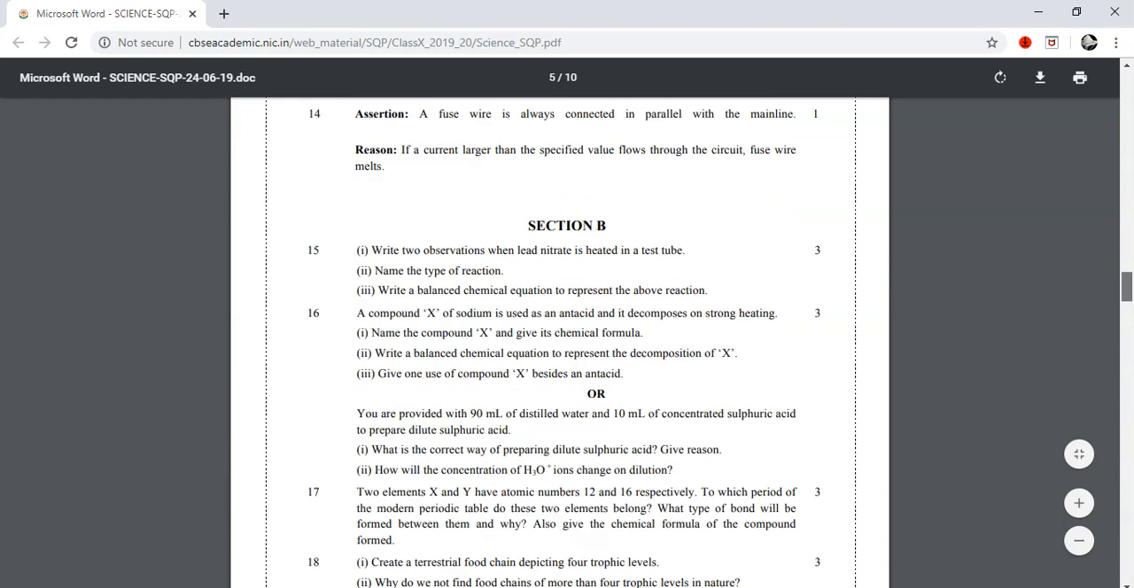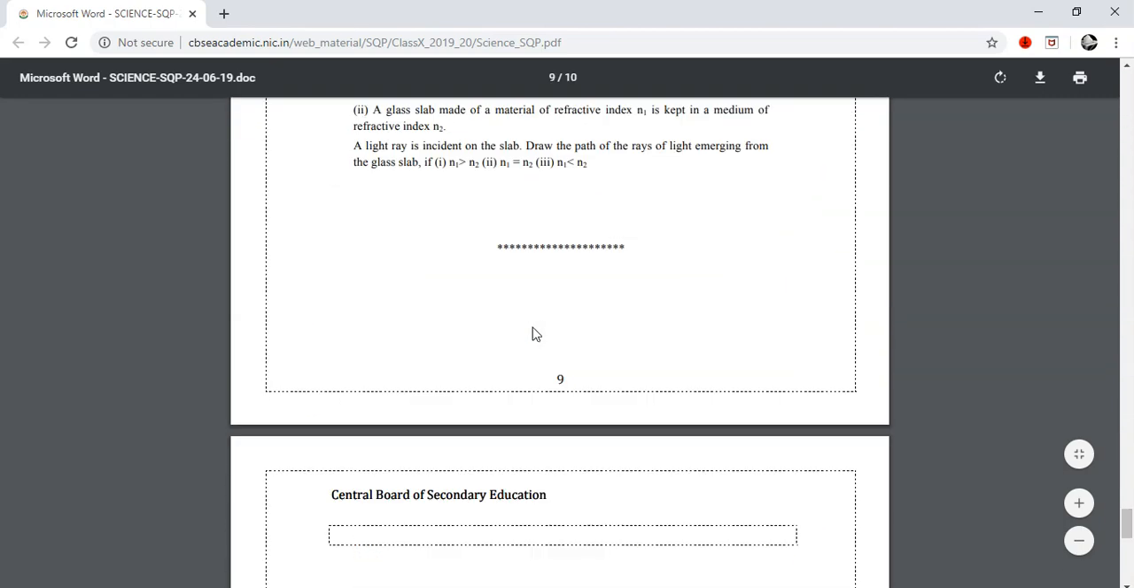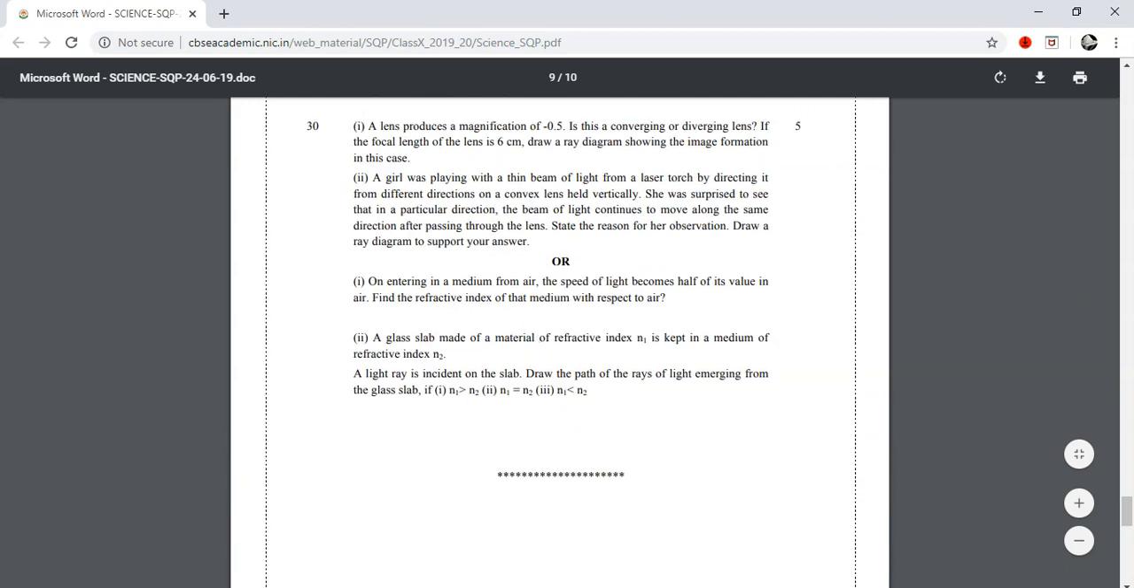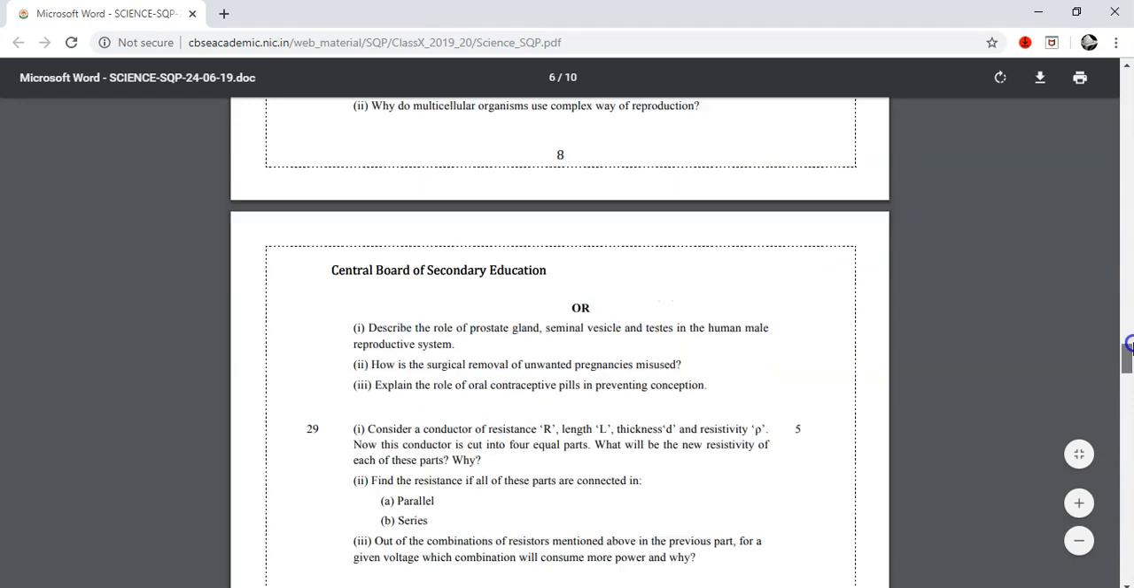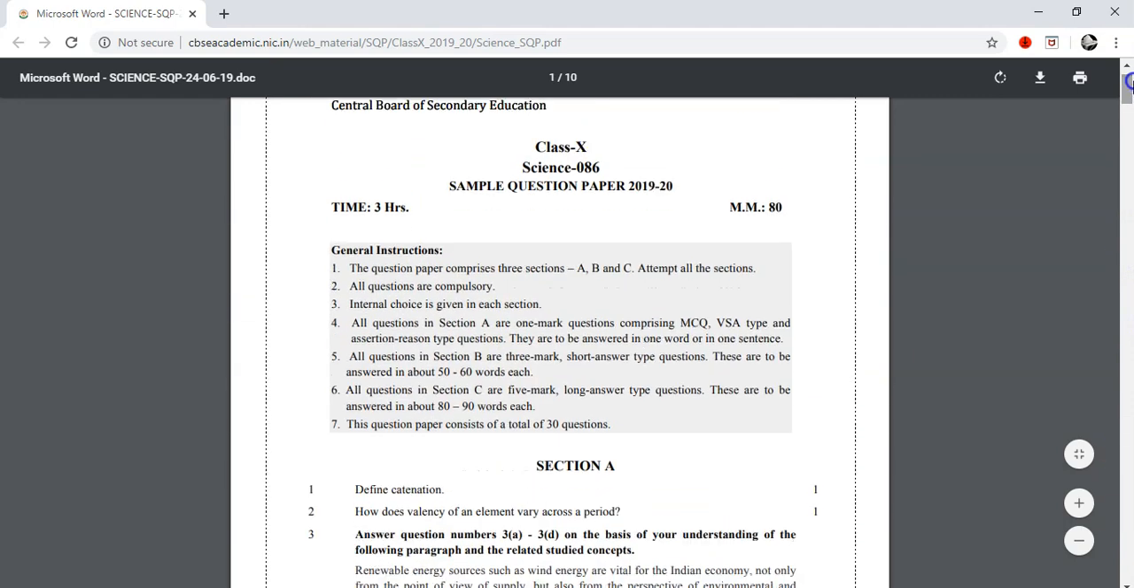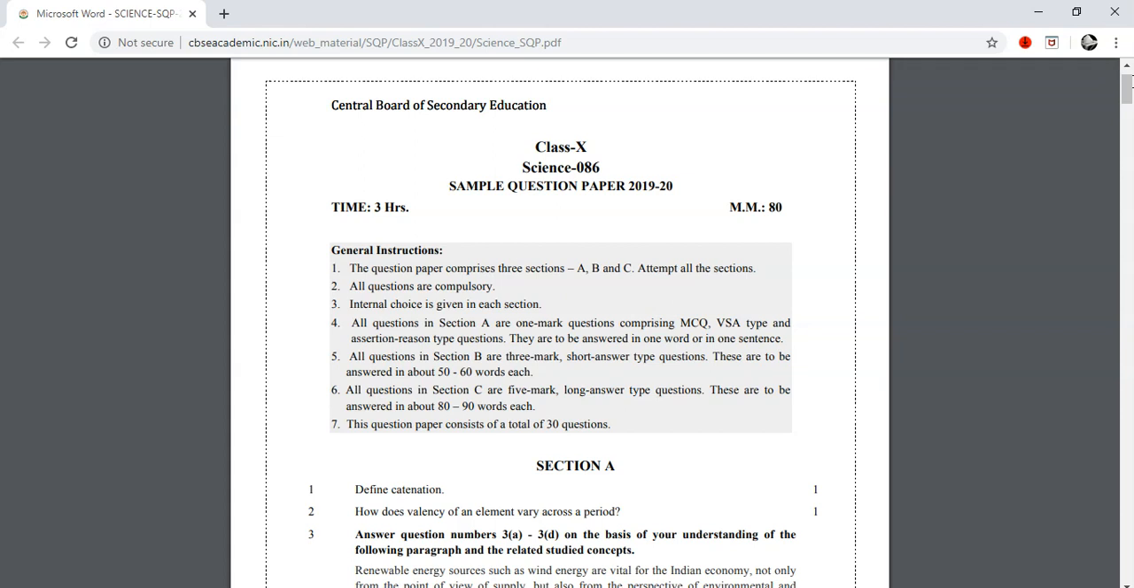Now what shall we do is, let's go back to the instructions once. Observe what they are saying. I need to scroll up so that you get to see the instructions as well. Here. So they are saying that internal choice is given in each section, but all the questions are compulsory. You should be answering all 30 questions given. But in some cases there is internal choice mentioned. There only you have a choice between the questions, but otherwise you have to attempt all the questions, right guys?